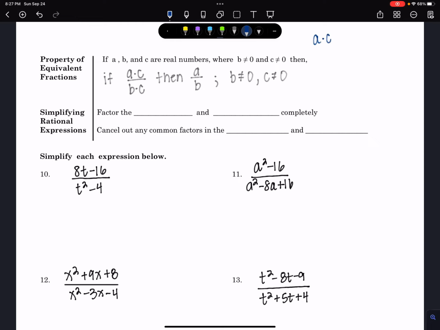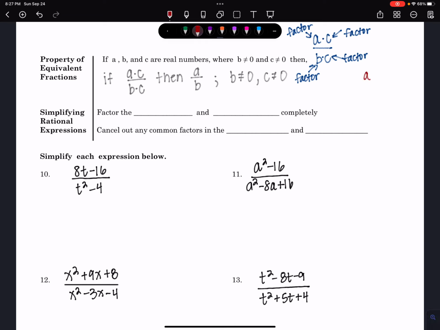A times C over B times C. Okay, C is a factor, C is a factor, A is a factor, and B is a factor. So when you're doing all of this multiplying, those are called factors. Multiplying factors.